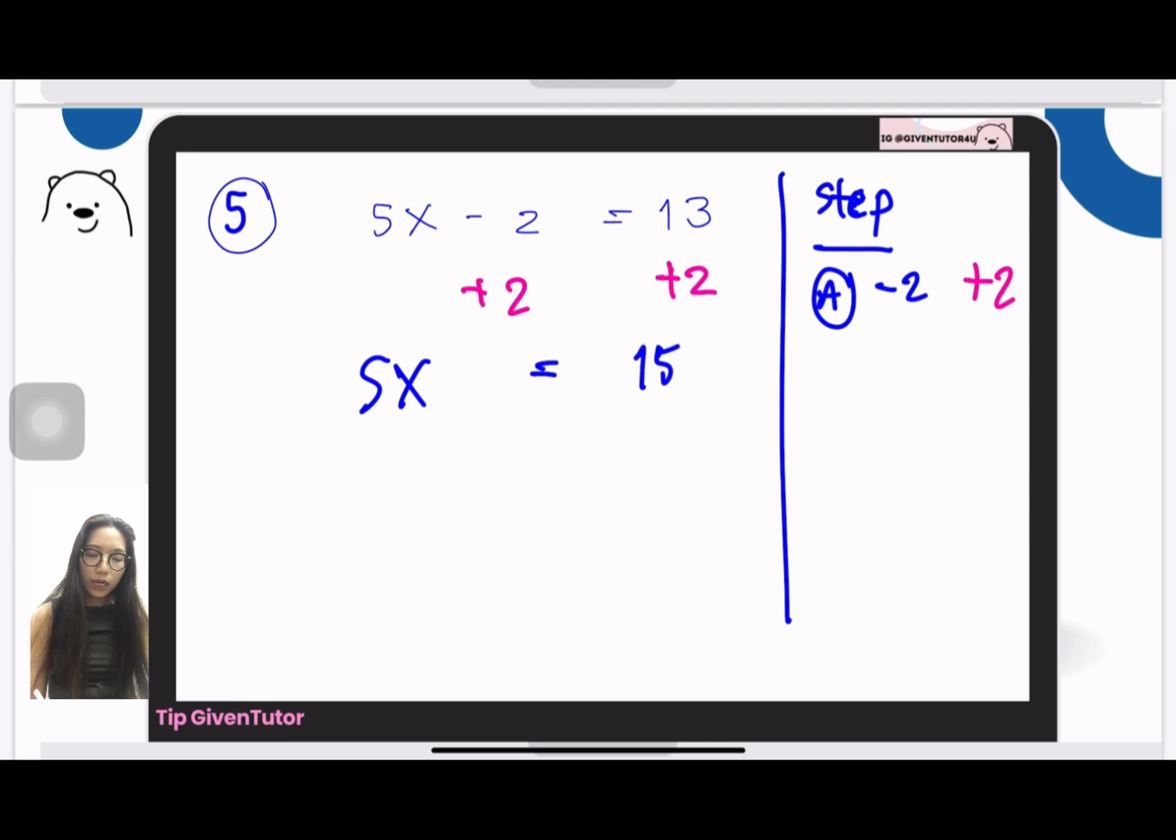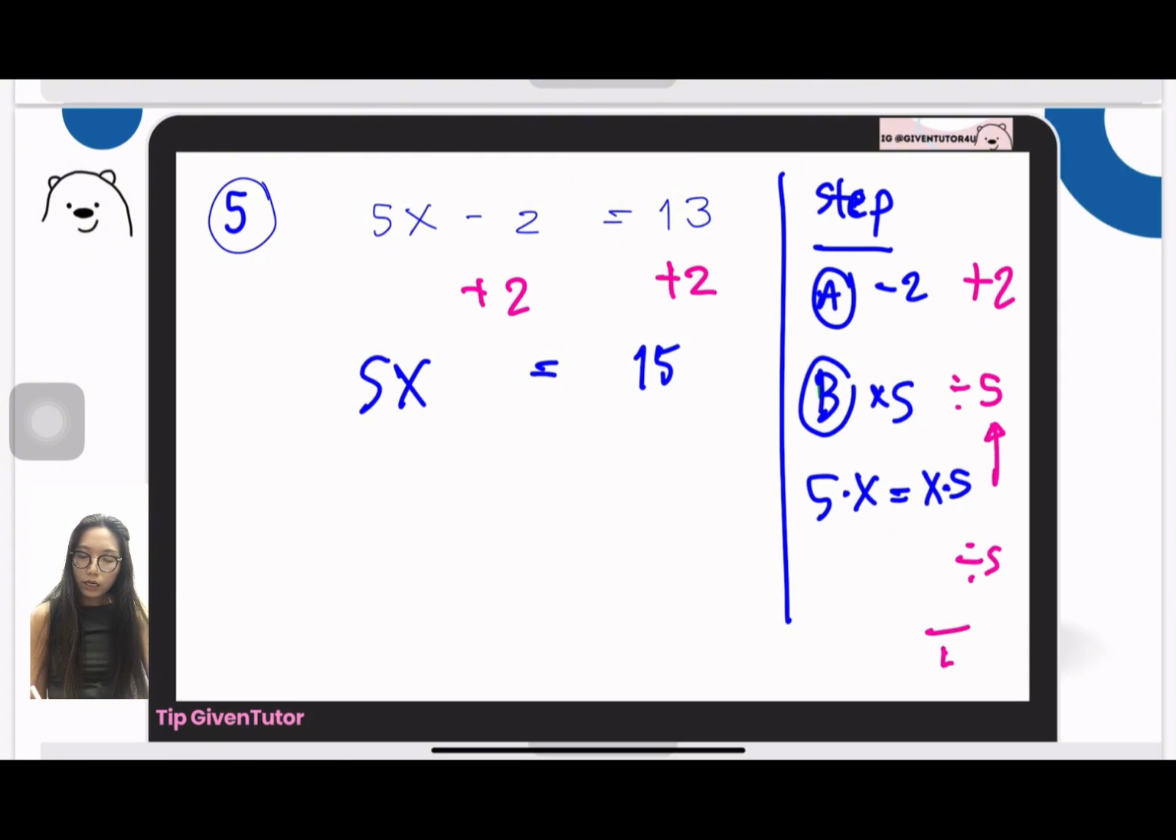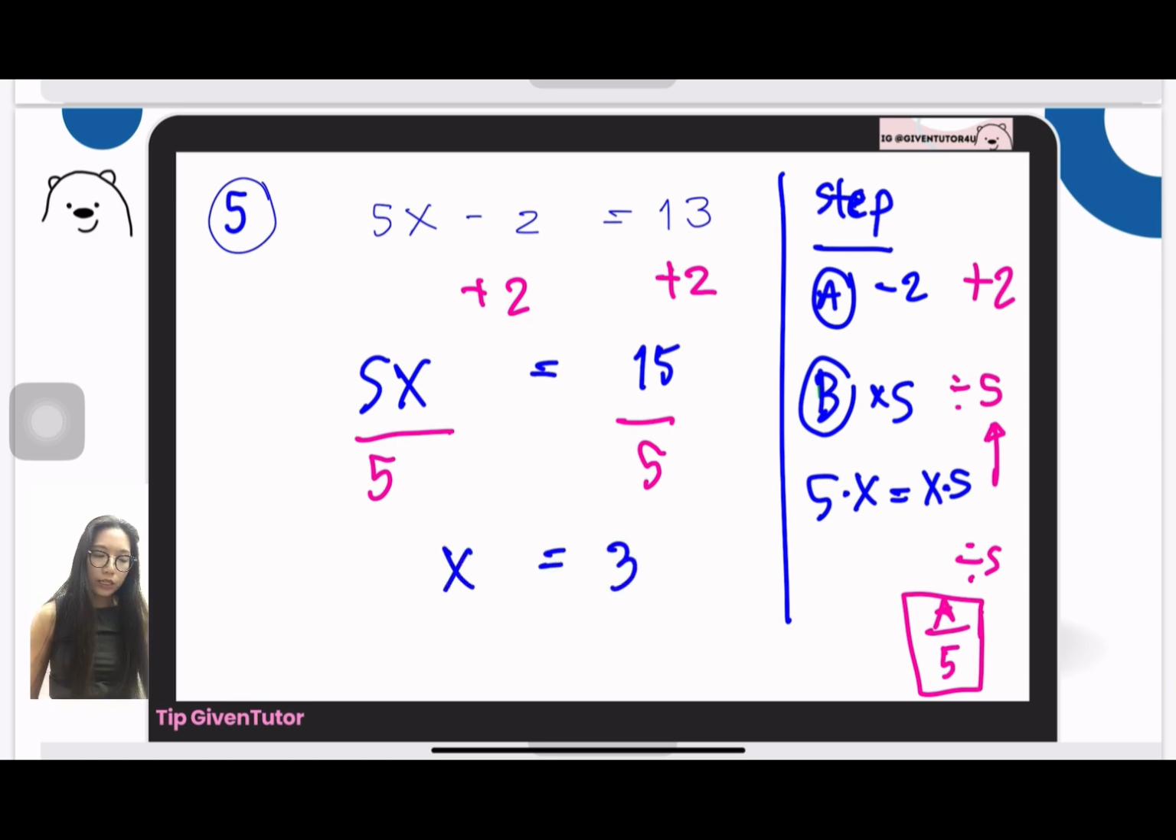Okay, and after that, what do we do next? Next is step B. Step B, this is times 5. The 5x or x5 is the same thing, it is times. So it will be divided by 5. Sometimes we write the divide by 5 here, or even write something on the top and then divide x by 5 right here. So this one is divide by 5 right here. So what we have here is x equals 3. Okay, this is quite easy.